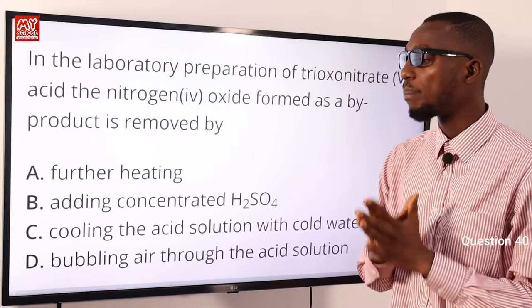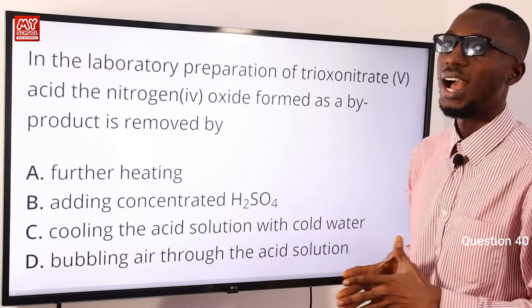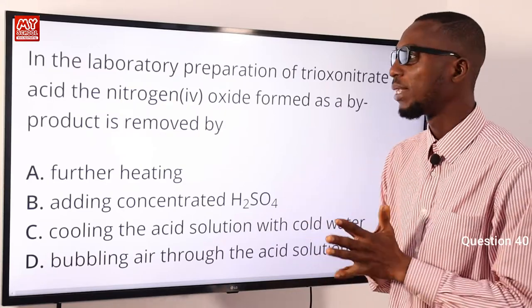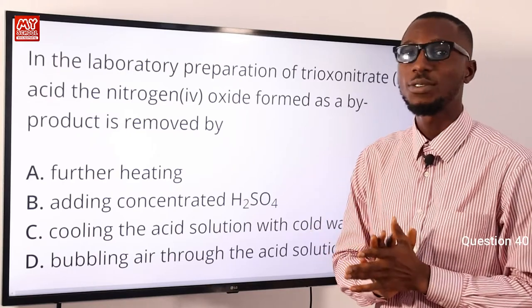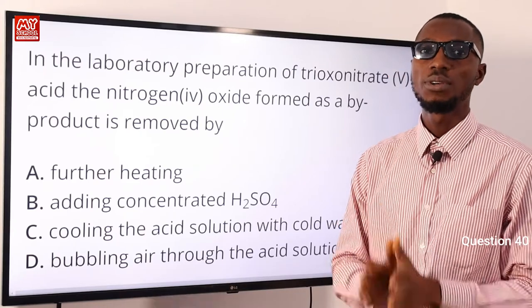It can be removed by bubbling air through the acid solution so that you can obtain a pure form of trioxonitrate V acid. So the correct option here is option D.